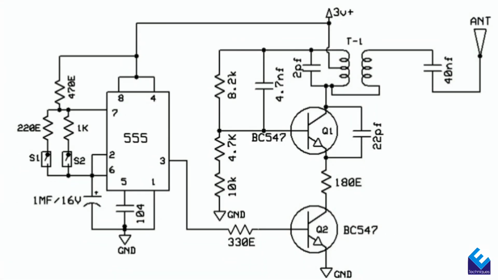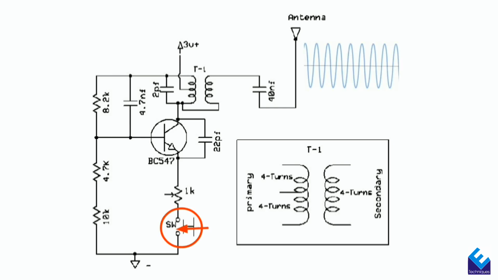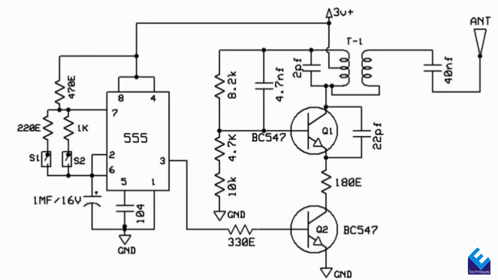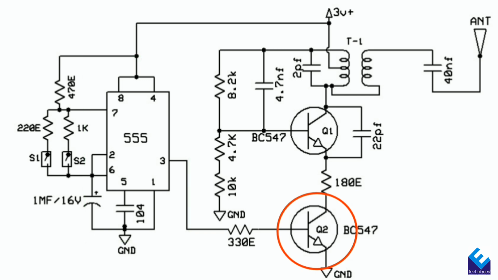Let's see how this circuit works. Our first transmitter was a single transistor-based oscillatory circuit. It oscillates according to the push button being pressed. Instead of the push button here, we use an NPN transistor to turn on the oscillator. We also use a 555 IC-based tone generator to turn on the transistor Q2 at a particular frequency.